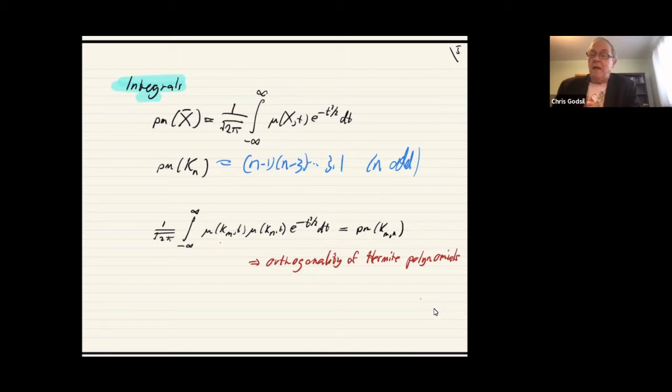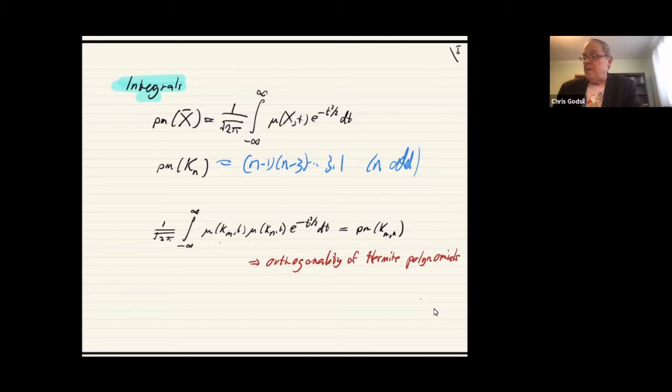And if m is equal to n, it has n factorial perfect matchings, and if m is not equal to n, it has none. So what you've established is that the integral is 0 if m is not equal to n, and it's n factorial when m is equal to n. And so you've proved that the Hermite polynomials are orthogonal with respect to the normal probability distribution.